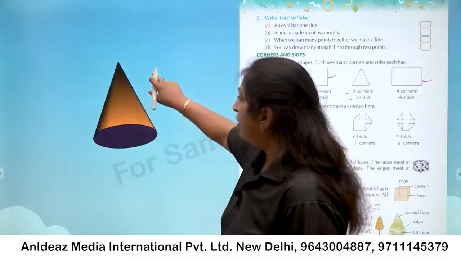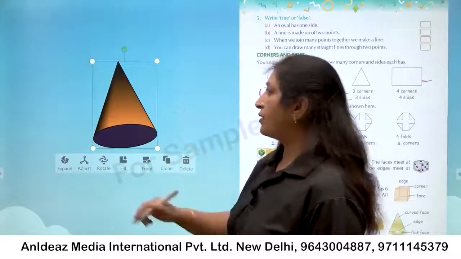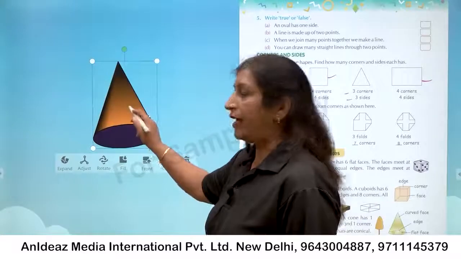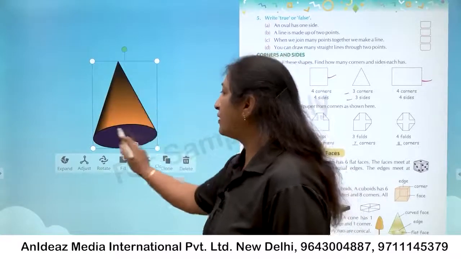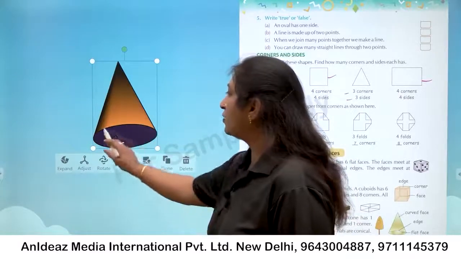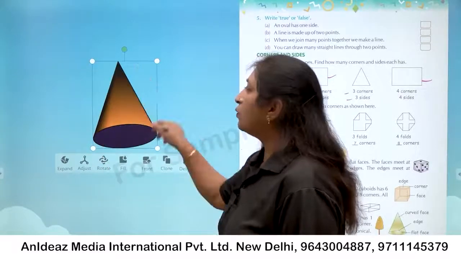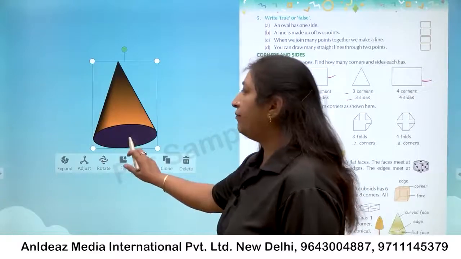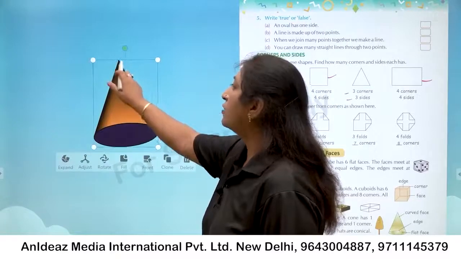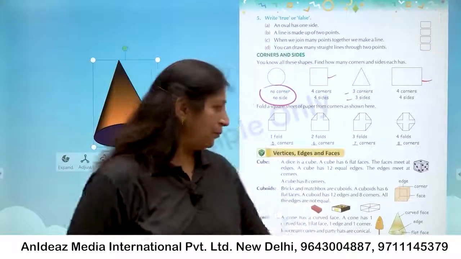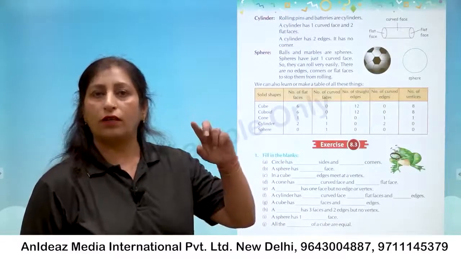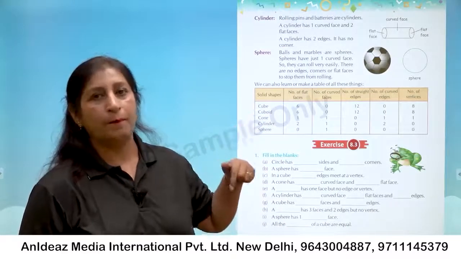You can see that it has two faces. This one is curved, the yellow, mustard color is the curved face, and the flat face is in circular shape, and the circular shape has one edge. So this is the edge. It means the cone has one edge, one flat face and one curved face, and this is the corner it has. So it has one corner. So this is how you can see that a cone has one corner, one curved face, one edge and one flat face.